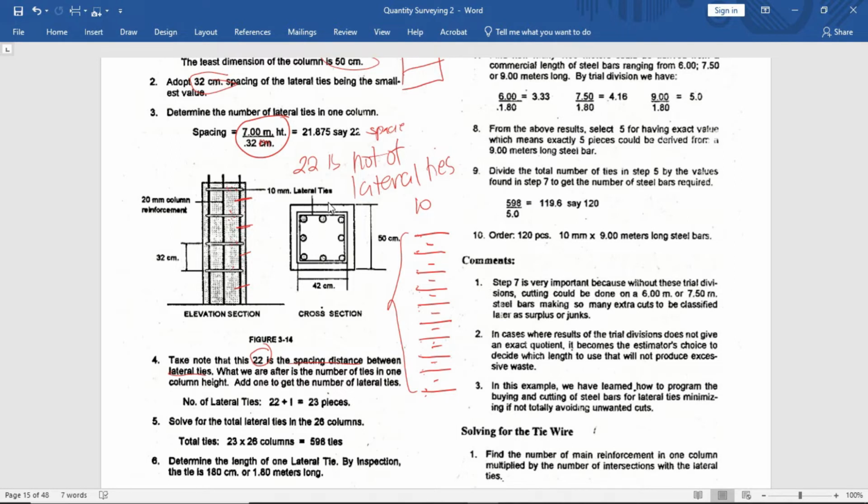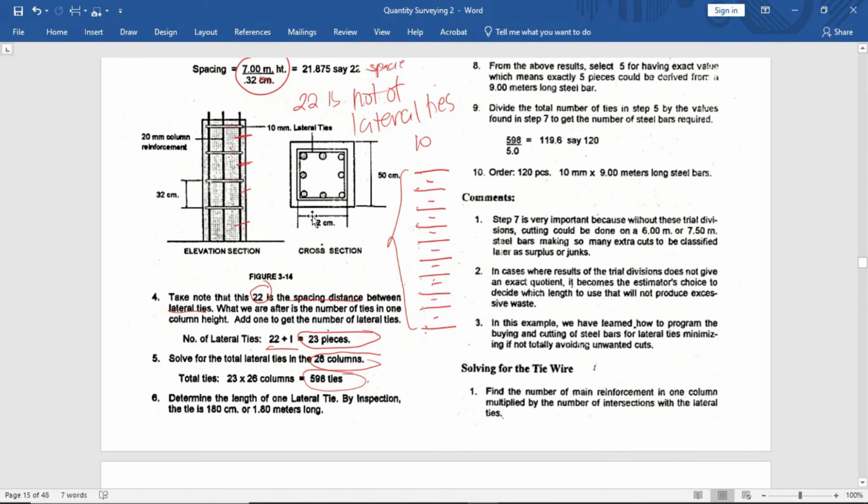So, the number of lateral ties is 22 plus 1, 23 pieces. So, 23 pieces of lateral ties sa isang column. How about naman pag 26 yung columns na given natin? So, 23 times 26 is 598 ties. Yan yung number ng ties natin sa 26 columns natin. So, next is we determine the length of one lateral tie.